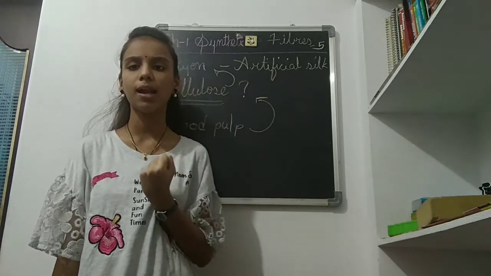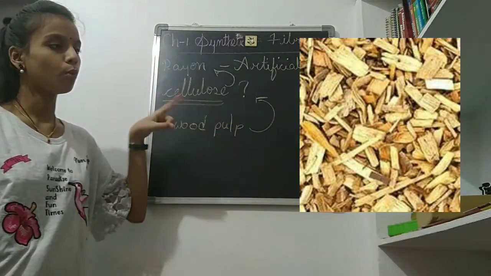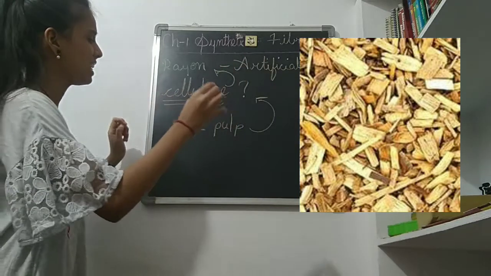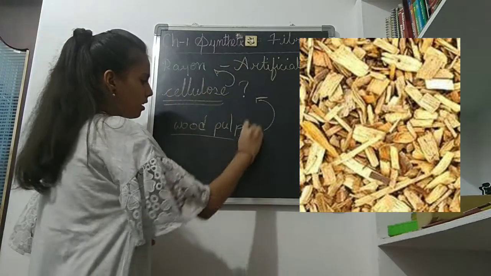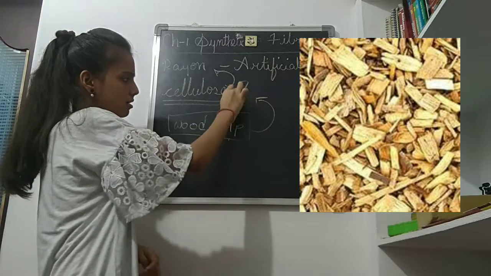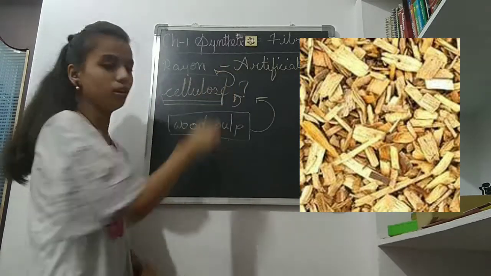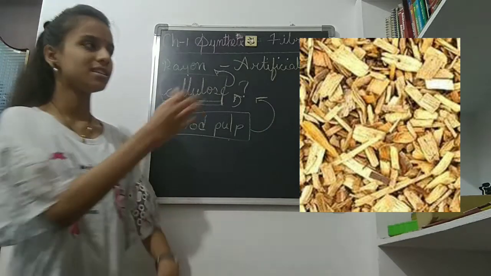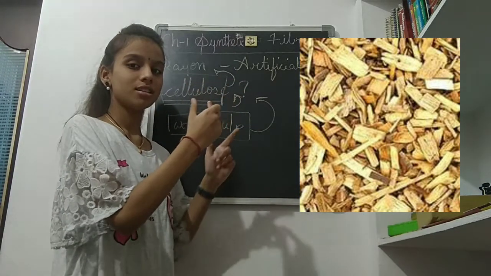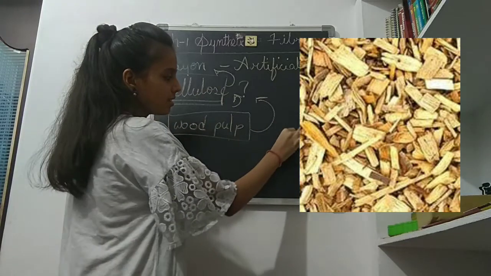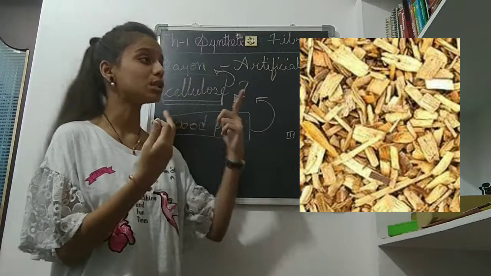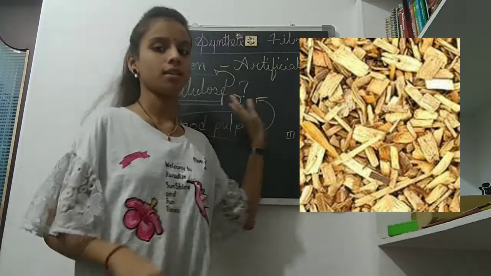What is wood pulp? See here, this is the wood pulp, and this wood pulp makes cellulose. So this is the picture of wood pulp. See friends, it is small wood, cut into small pieces. That is called wood pulp.